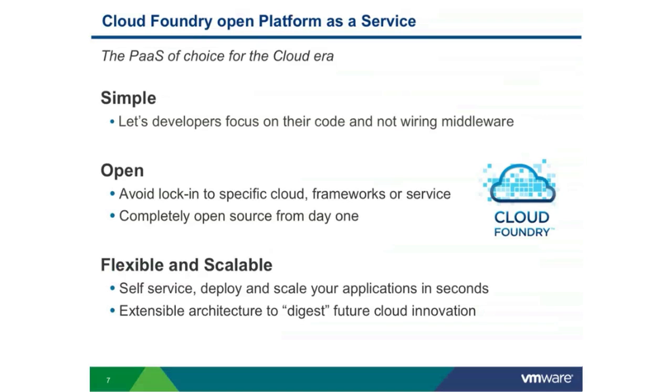Now, these trends and these changes in the marketplace basically require a new type of platform to run applications. And that platform is PaaS, or Platform as a Service. And Cloud Foundry, we believe, is the right choice for you to build applications in the cloud. Why is that? First of all, it's simple. It lets you focus on your code and not wiring middleware. We'll talk a little bit about that in the slide, but most important, when I do the demo, you will see how you just write your code, deploy it with one API call with a single push command into the cloud, and that's it.